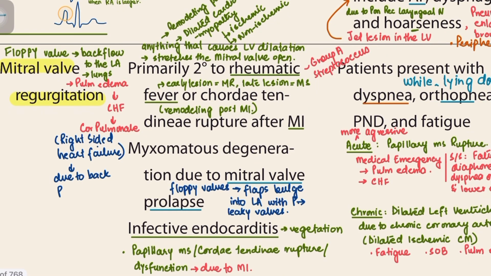So, what are the causes of mitral valve regurgitation? Usually, this happens as a result of rheumatic fever. Rheumatic fever, if left untreated, will cause rheumatic heart disease. The pathophysiology of that is your body will start to form antibodies against group A streptococcus, that is Streptococcus pyogenes, which causes rheumatic fever. Those antibodies will start attacking your mitral and aortic valve because of antigenic similarities between the Streptococcus pyogenes and your valves. In turn, the early lesions will cause mitral regurgitation and the late lesions will cause mitral stenosis.